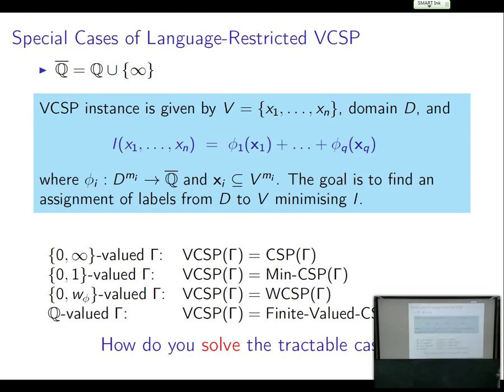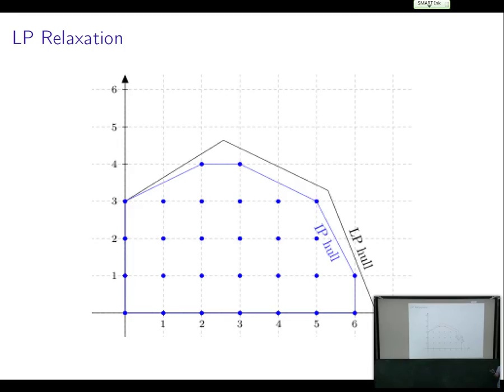So how do you solve the cases that can be solved in polynomial time? Well, there are very specialized algorithms, but in this talk I want to focus on what can be solved using linear programming. The idea, as probably most people here know, is you take your problem, in this case a VCSP instance, and formulate it as an integer program. Well, it doesn't help, so you relax the condition. Maybe the LP is not exact, so you try to make it tighter, ideally exact, by throwing in more and more inequalities. So that's what we will do.